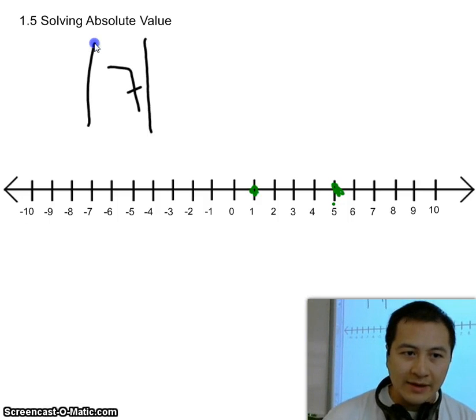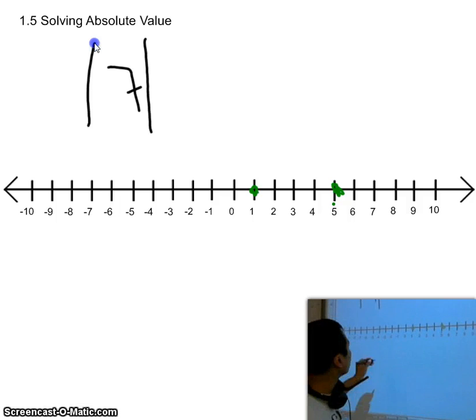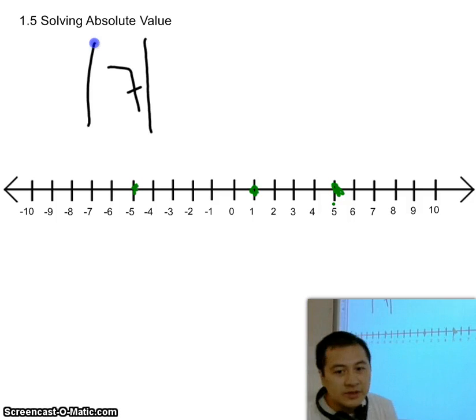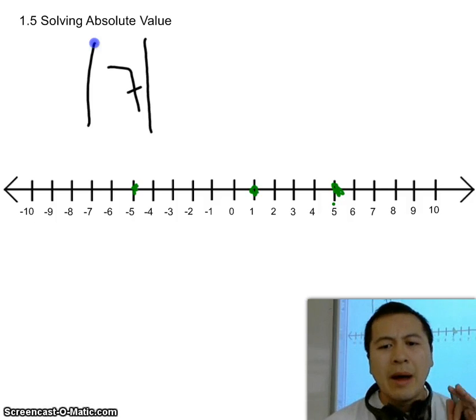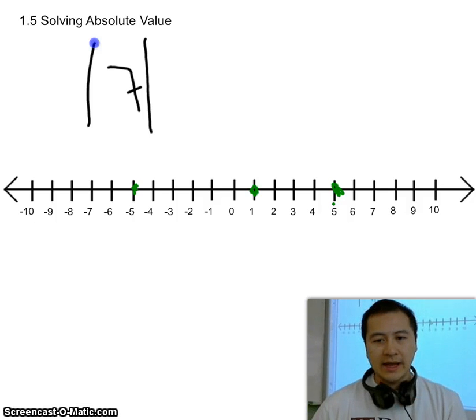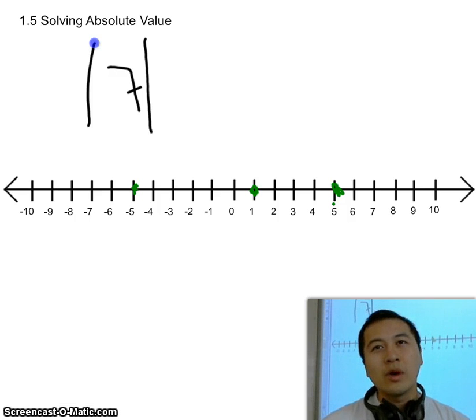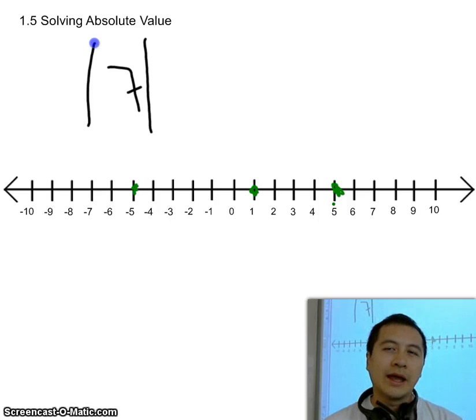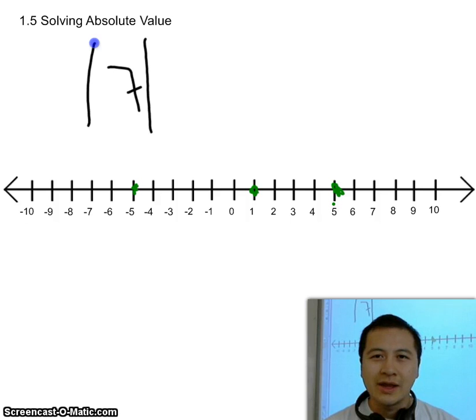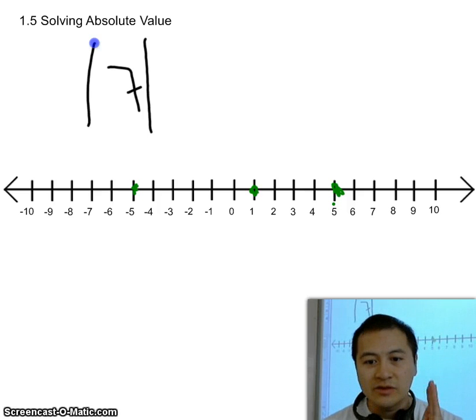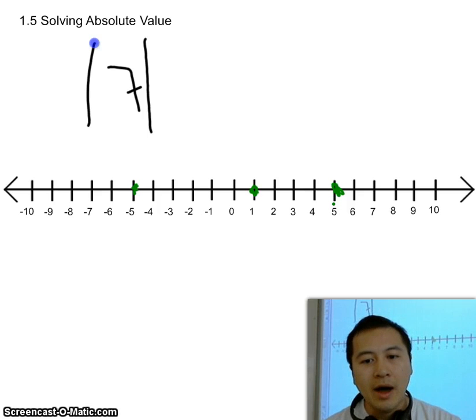Positions could be negative. I could be on the negative side. I could be over here. My position is negative 5. But absolute value distance can never be negative. Think about it. If you go, Mr. Tang, how far do you live from school? And I go, I live negative 2 miles from school. You'd be like, that doesn't make sense, right? Like, what are you talking about? So distance is always positive. Absolute value means distance. That's why absolute value always makes it positive.